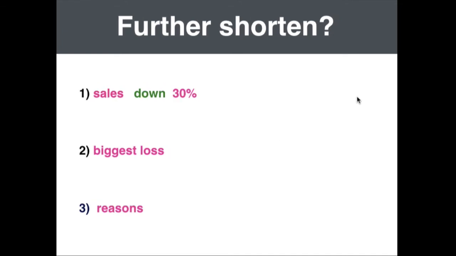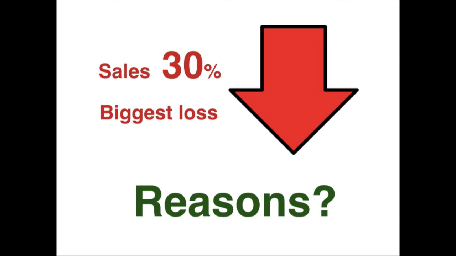Now let's see what we have now. Sales down 30%, biggest loss, reasons. This is a much shorter set of messages than the one we started with. You can see that almost all the words are pink, that is, they are noun phrases, and actually this is usually the most common kind of short phrase. Going back to our lesson 5 on design, we can play with the font, the size and the colour, and maybe have an effect. So let's see what we have now.